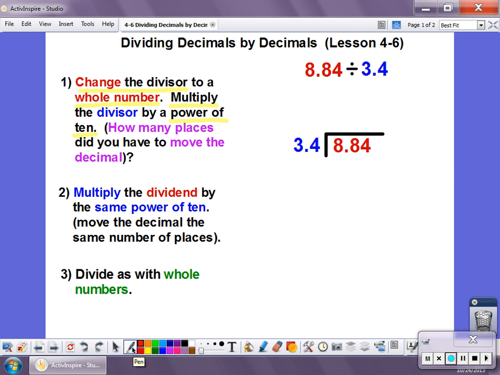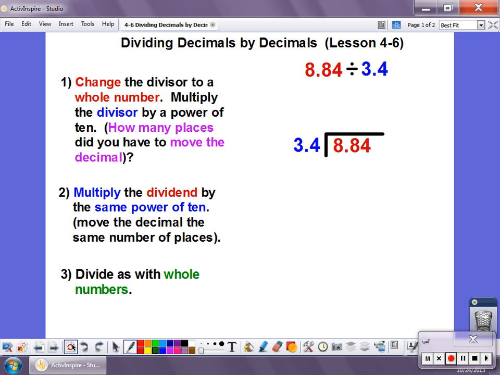So the shortcut we often use is to look at this number and say, okay, I need to move this decimal point one place over to make it a whole number. So instead of 3 4/10, we've changed it to be 34. And the way we've done that is we multiplied it by 10. 3 4/10 times 10 would give me 34.